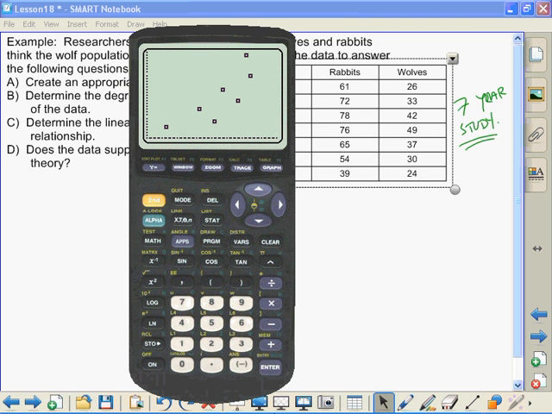So what I'm going to do is I'm going to take a bit of a screenshot here because I want to point out a couple of things. And it's just easier if I do it that way.